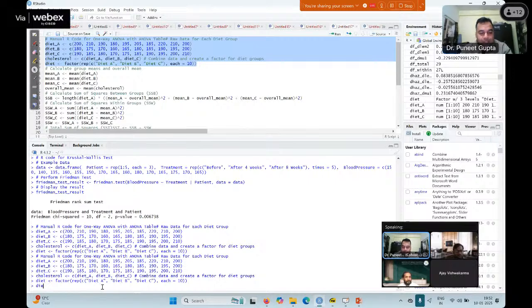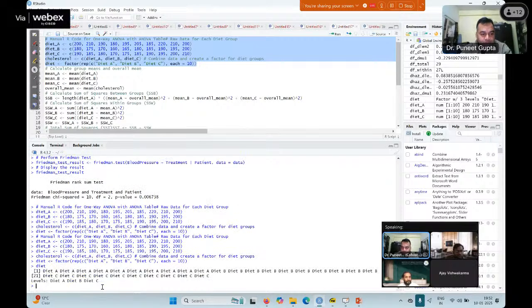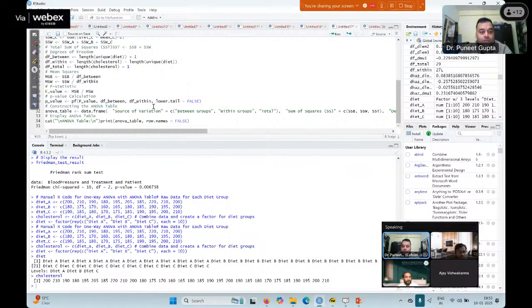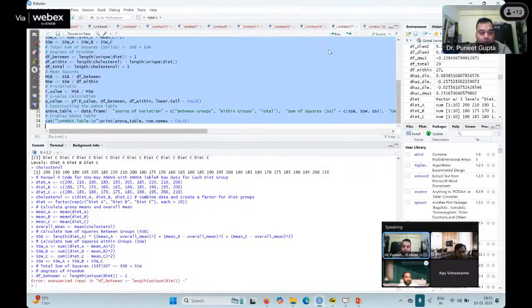Now, if you see diet, diet A is written 10 times, diet B is written 10 times, and diet C is written 10 times. Okay, and again you can print the cholesterol variable. Cholesterol, I have combined all the 30 values. So I have two columns in which diets are written, and in the second column the values are written. So let me run the entire code now.